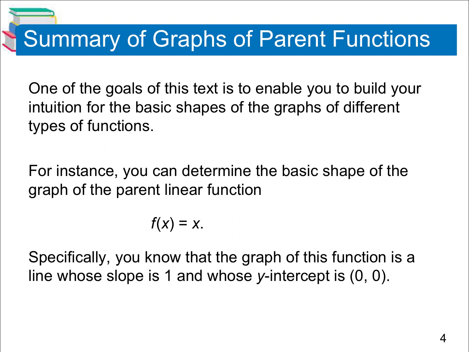Your 1-5 lesson goes over different transformations for parent functions. Your parent functions are like what you see here, like f of x is equal to x. Same thing with something like f of x is equal to x squared. F of x is equal to x cubed. F of x is equal to the square root of x. And f of x is equal to the absolute value of x. So those will be the 5 parent functions that we work with this section.